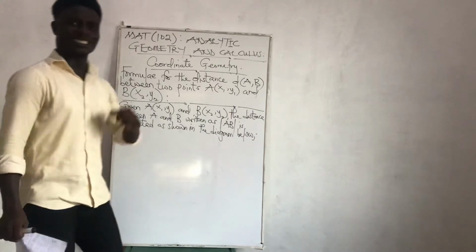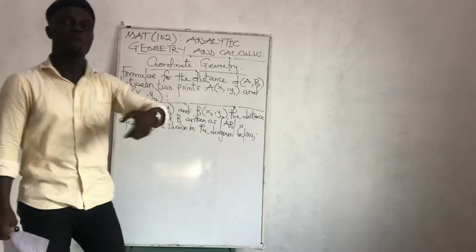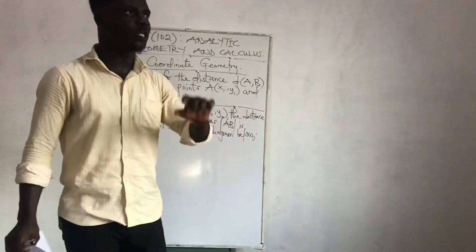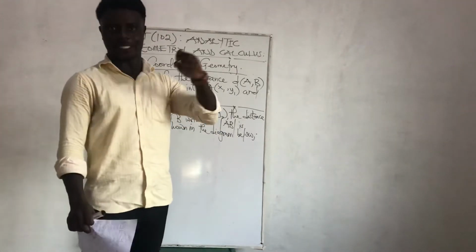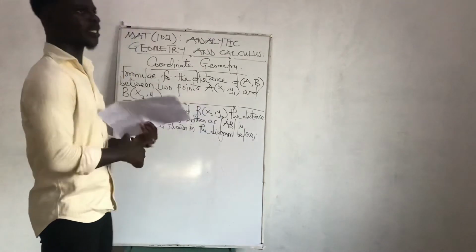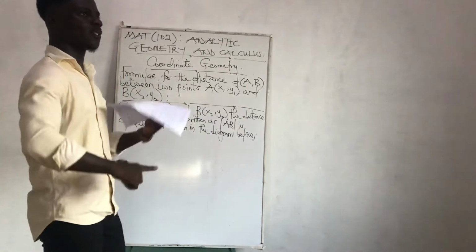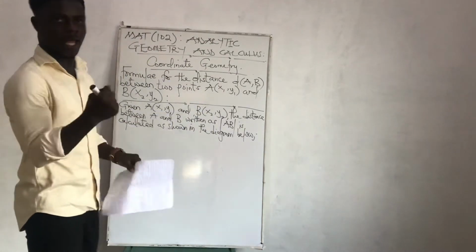So another name for distance, we can call it the modulus. We can also call it the length. We can also call it the magnitude. Right. So distance, modulus, magnitude, and length.